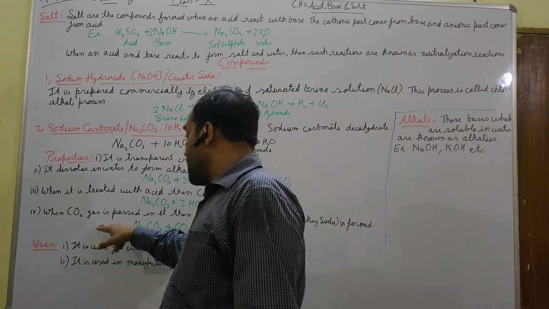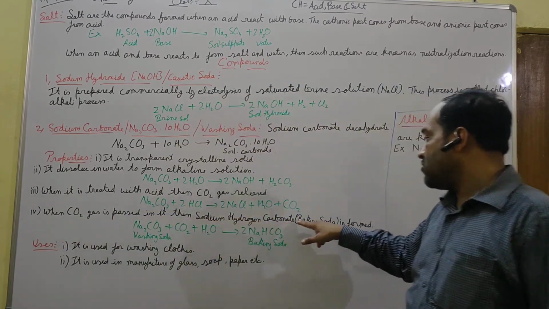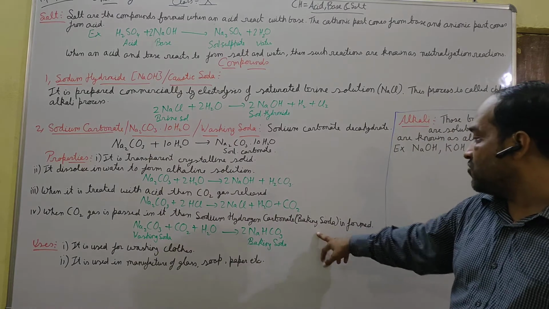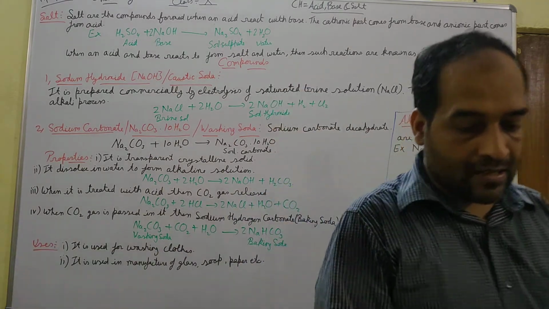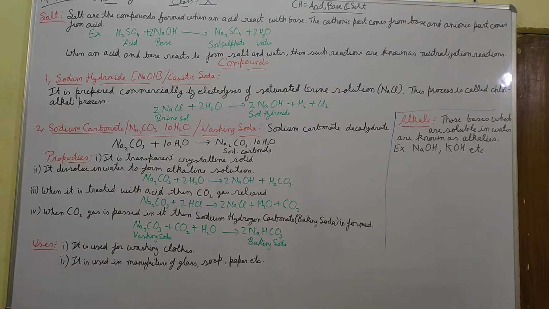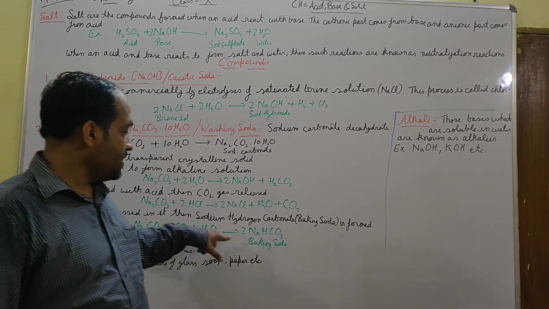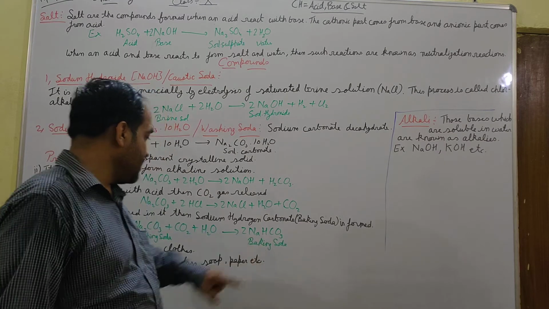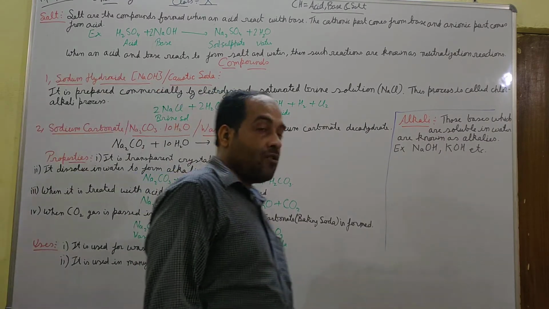Another property is that when CO2 gas is passed through it, then sodium hydrogen carbonate, that is baking soda, is formed. So students, this reaction is very important, because there is a conversion of washing soda to baking soda. So Na2CO3 plus CO2 plus H2O gives NaHCO3, that is baking soda. So I think, students, all of you must clearly understand.